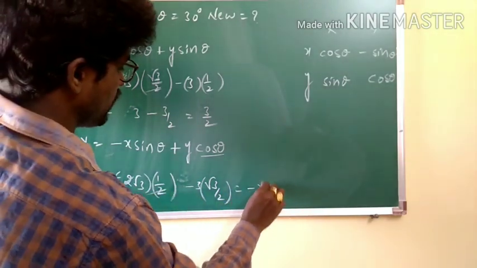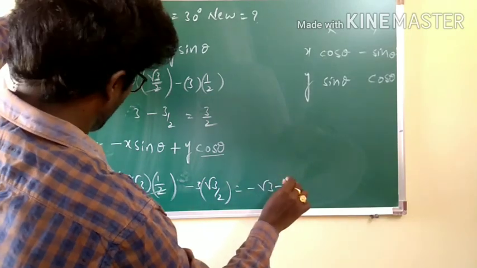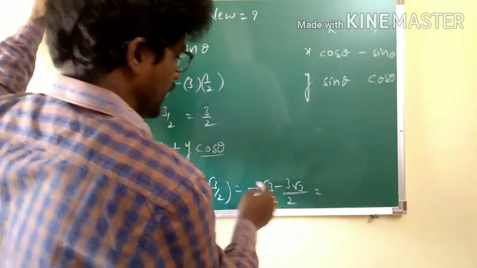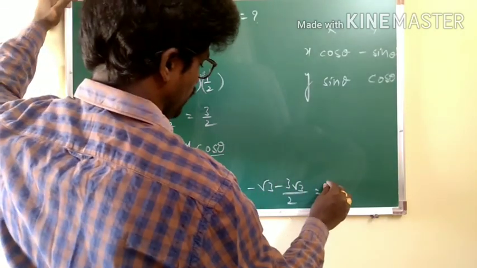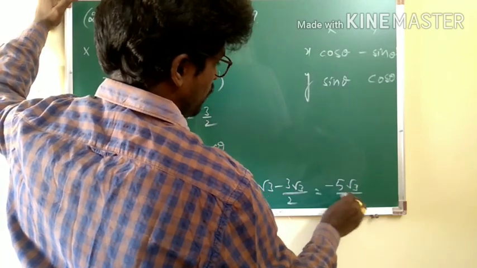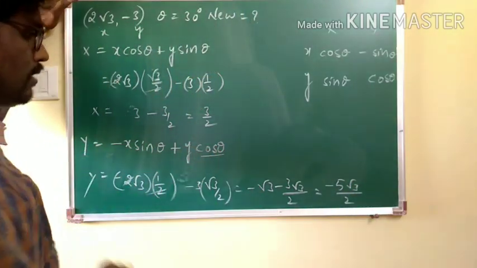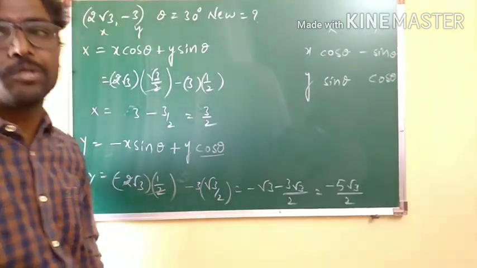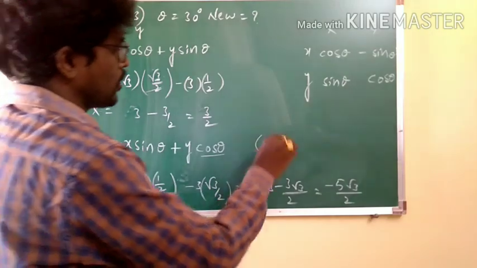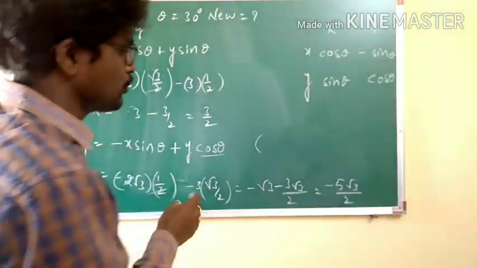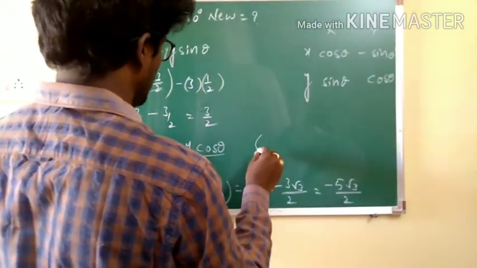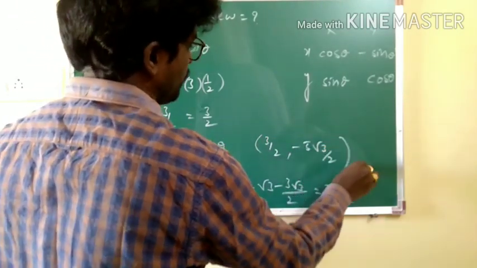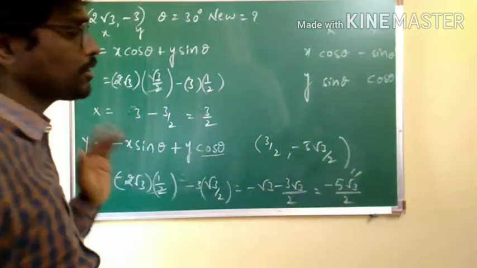We will be getting minus root 3 minus 3 root 3 by 2. So minus 2 root 3 minus 3 root 3, what we will get? Minus 5 root 3 by 2. So the y coordinate is minus 5 root 3 by 2. So the point is 3 by 2 comma minus 5 root 3 by 2. These are the coordinates in the new system.